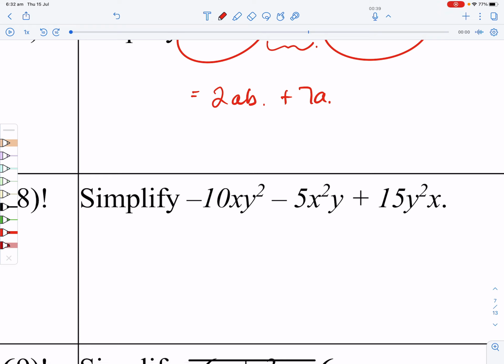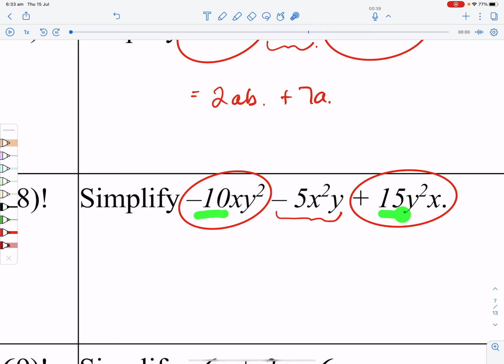Let's circle the like terms. This has got an xy squared, and this has got an xy squared. This one has got an x squared y, so it's not the same. Again, what's minus 10 plus 15? The answer is 5. So that's what you're going to write down. And put the minus 5x squared y back where it was.